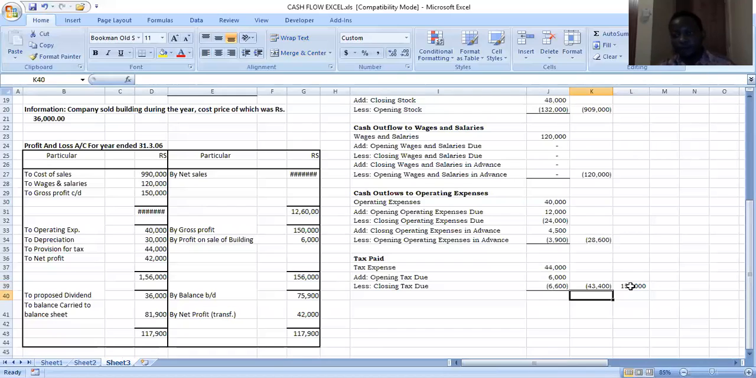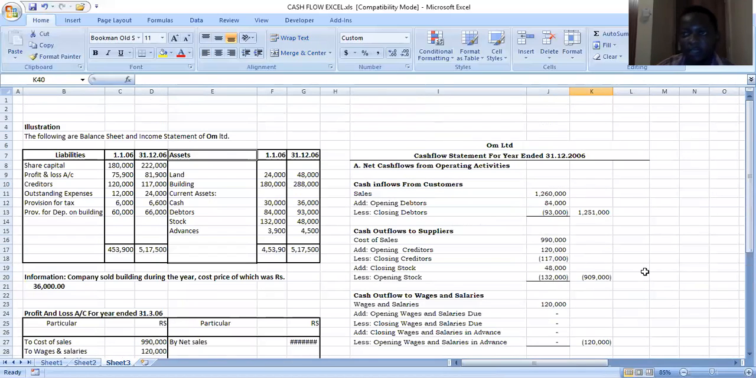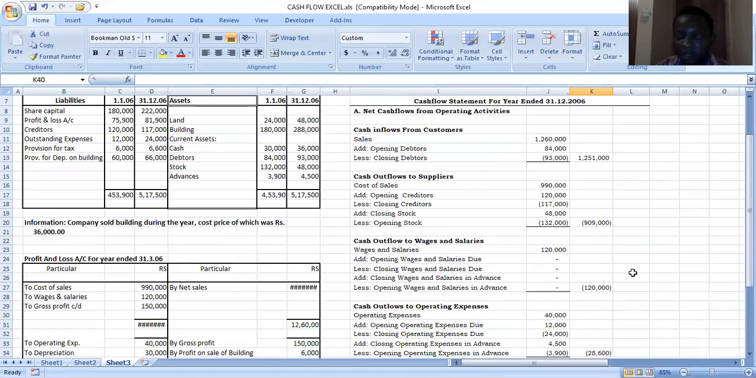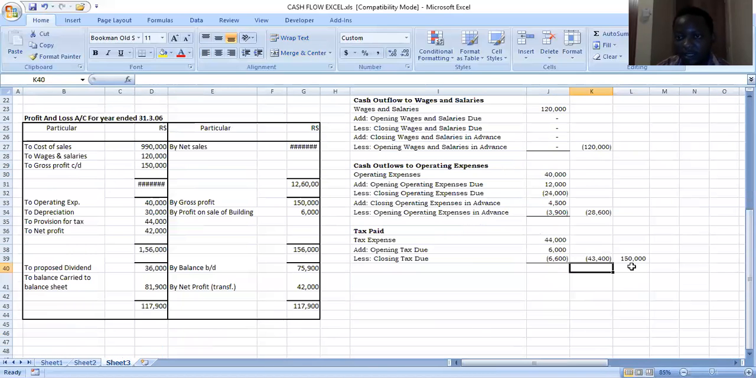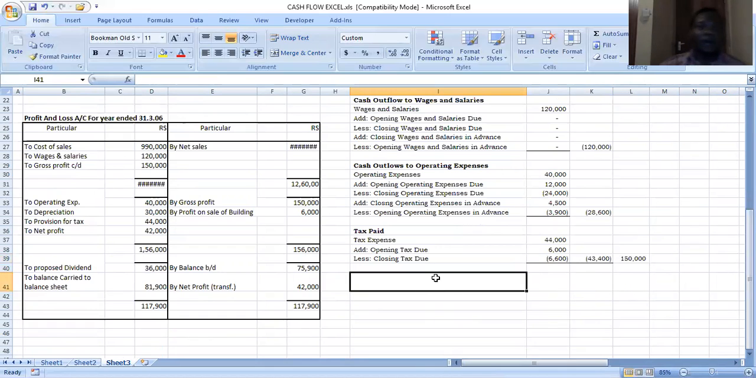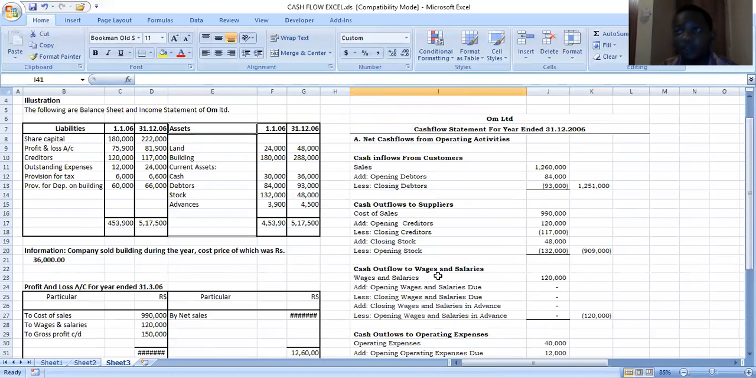So therefore now, when you add all these activities and minusing as expected, we get our net cash flow from operations being 150,000 shillings. So as we have it there. So our net cash flow from operating activities is 150,000 shillings. Then now we move on to the second part of the cash flow statement, that is cash flows from investing activities.